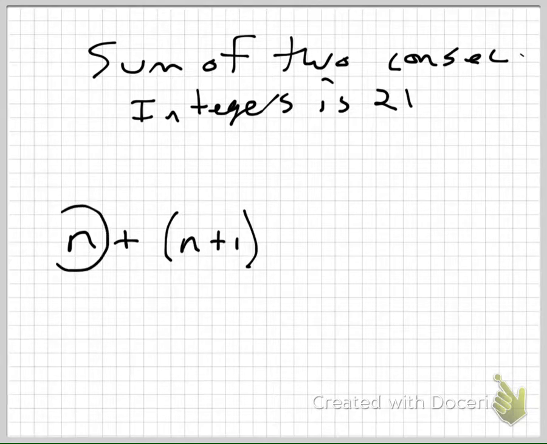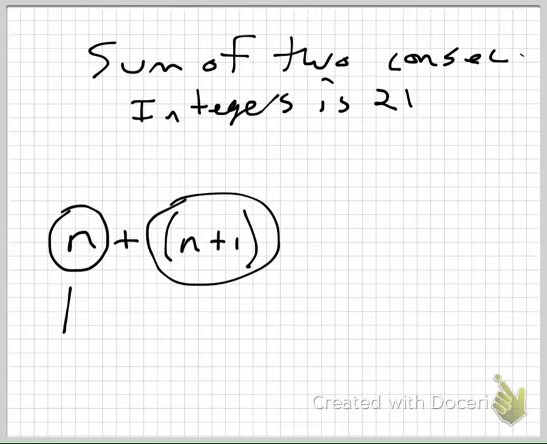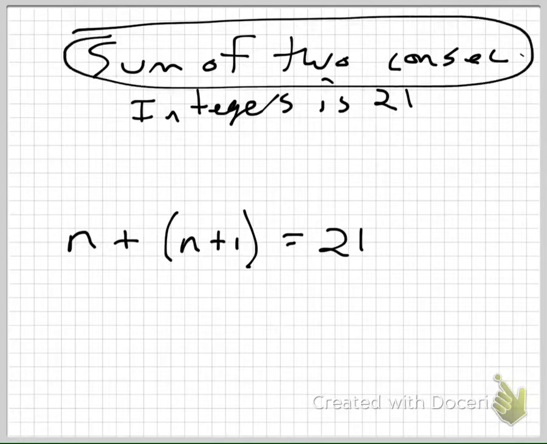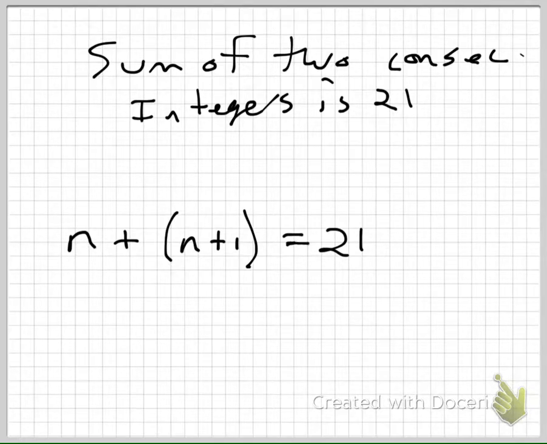Do you agree? That will be the first number, and then this will be the second number, right? Whatever this number is, this one's going to be 1 more than that. Agreed? So it's n plus n plus 1 equals 21. That's what this says. The sum of two consecutive integers equals 21. That's how you'd set the problem up.